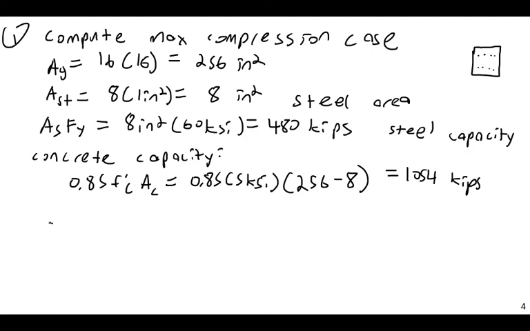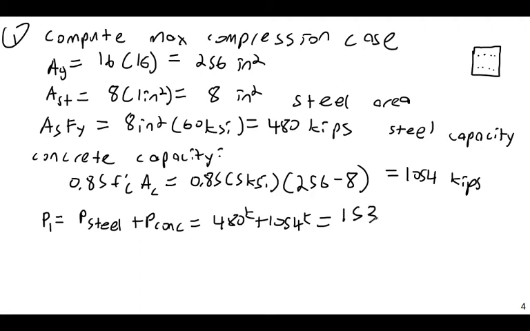That's the concrete capacity. So the overall P naught, or P1 here, for point 1, is simply the sum of these: the P of the steel plus the P of the concrete. So 480 kips plus 1,054 kips comes to a total capacity of 1,534 kips. And this is the max compression case.